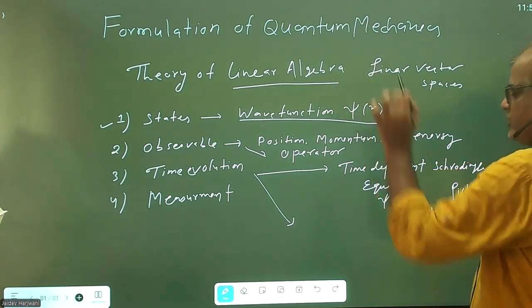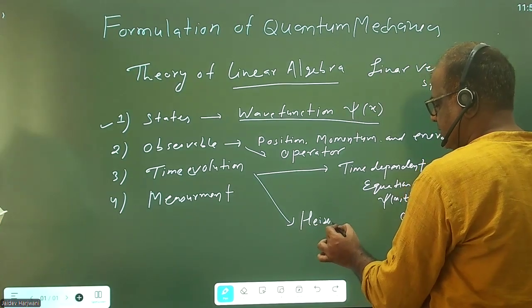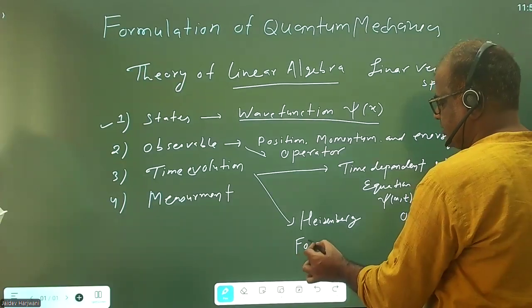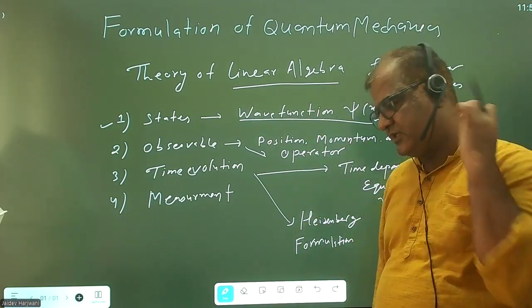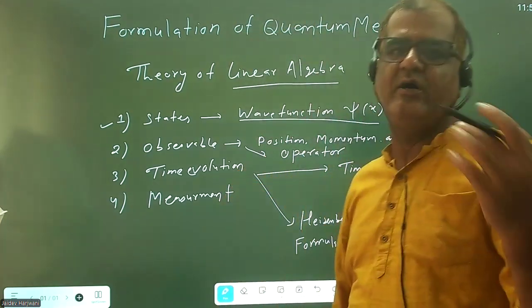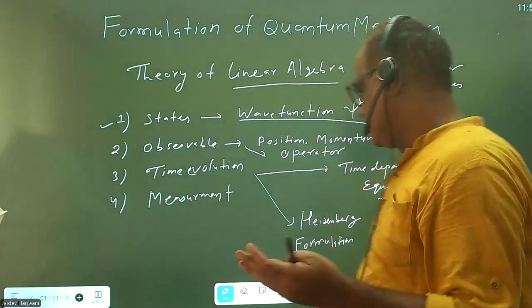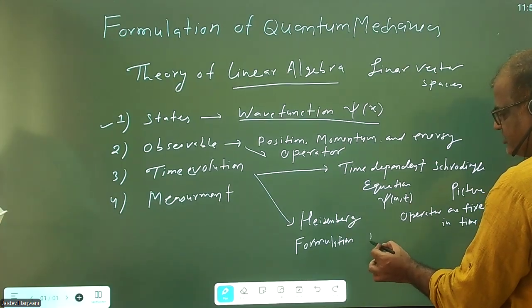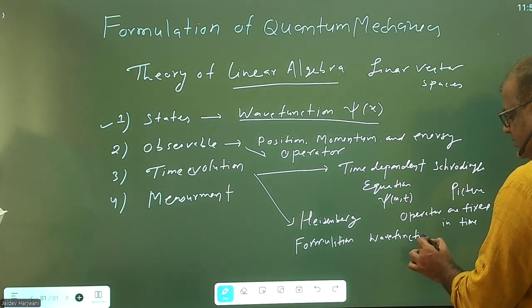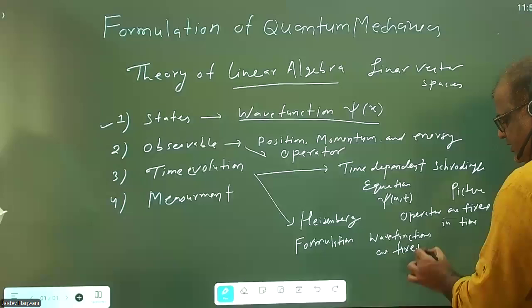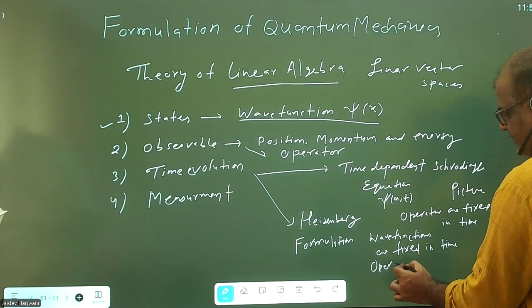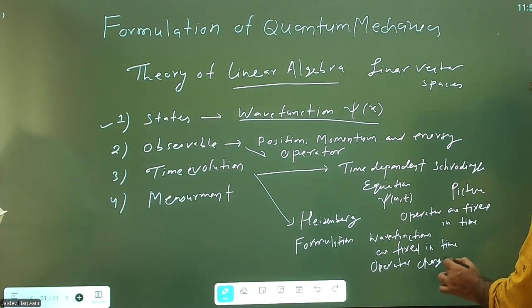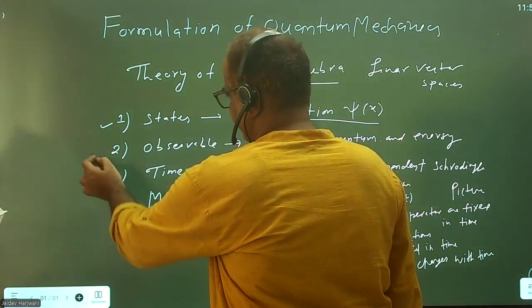And there is one more popular formulation of quantum mechanics, which is called the Heisenberg formulation. In this formulation, time evolution is studied using the time dependence of the operator. So in this formulation, what happens? Wave functions are fixed in time, while the operator depends on time. The operator changes with time. So this will do time evolution of a state or operator.